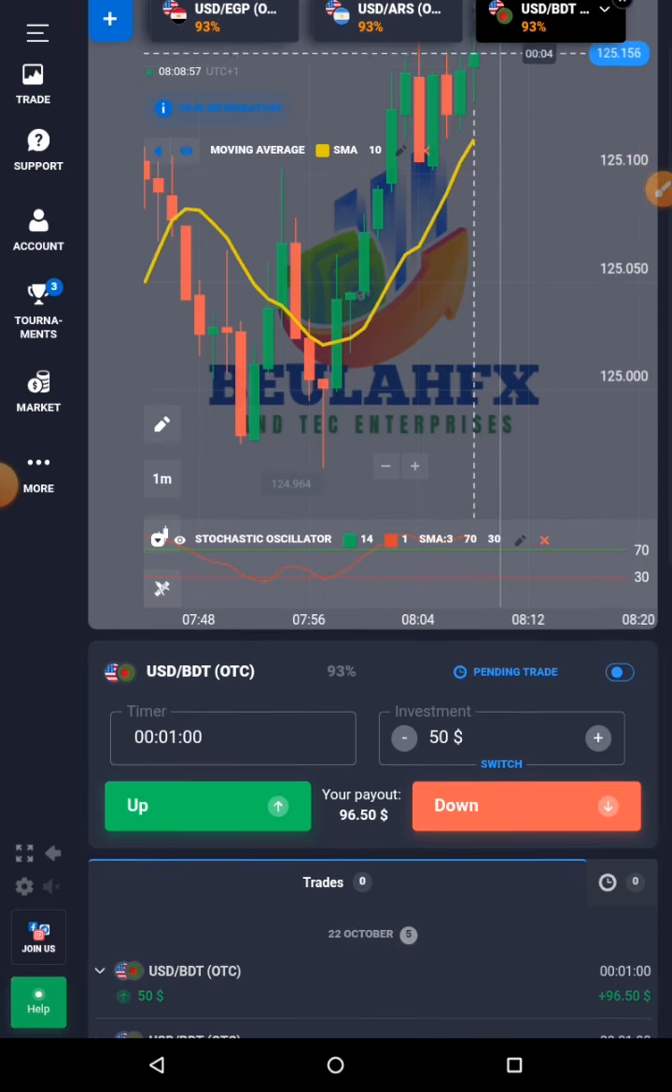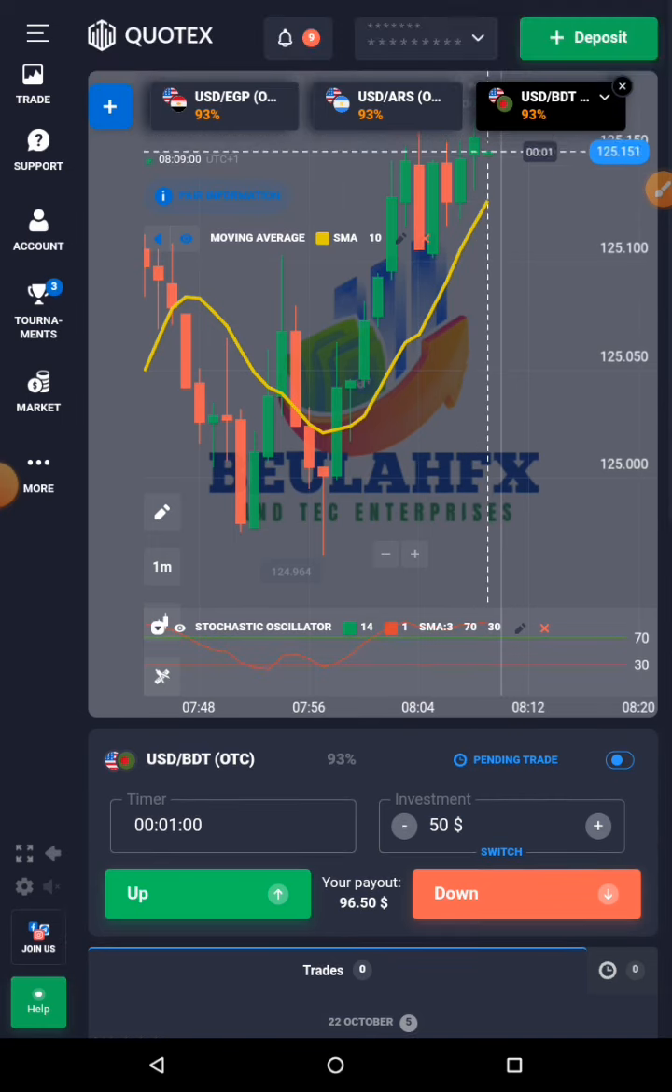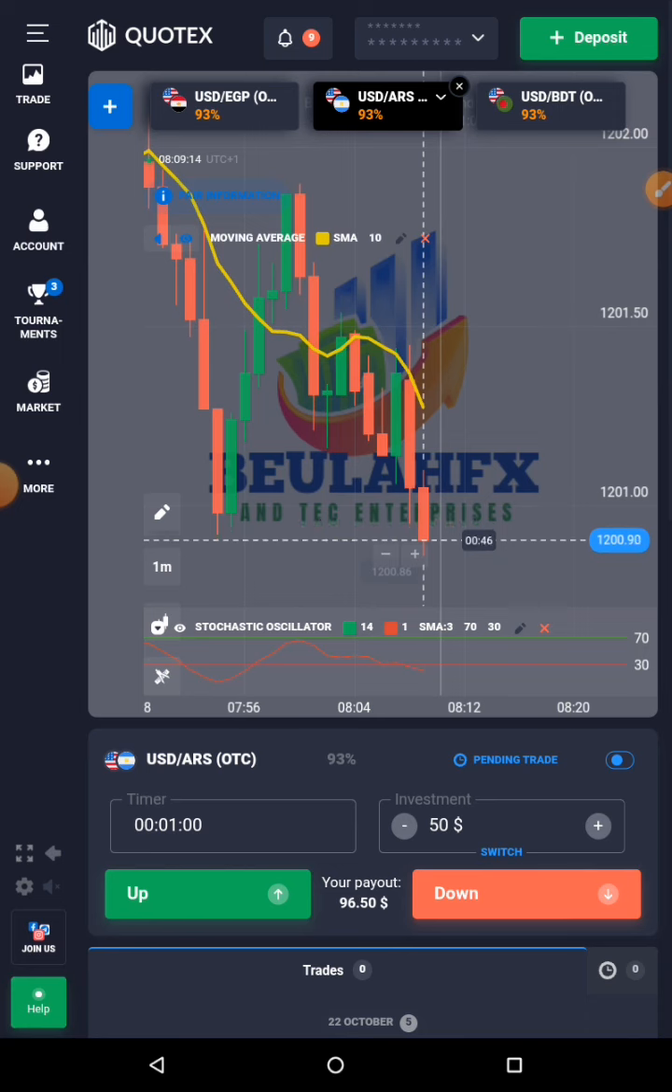And as you can see, this particular trade has already closed on profit. This is the first trade of the day. It has already closed on profit. And with the use of this same simple strategy, let's switch to another currency pair and see what we did.